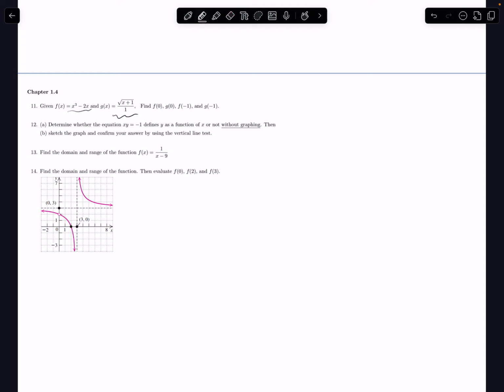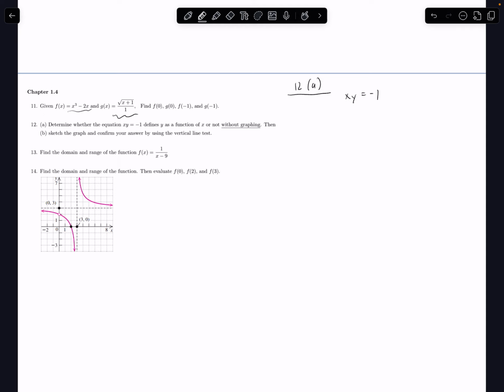Okay. So number 12. Determine whether the equation xy equals negative 1 defines y as a function of x or not without graphing. Then next part is to graph. But let's do without graphing first. So we're trying to figure out if this is a function of x. xy equals negative 1. So how do you determine something's a function of x without graphing?